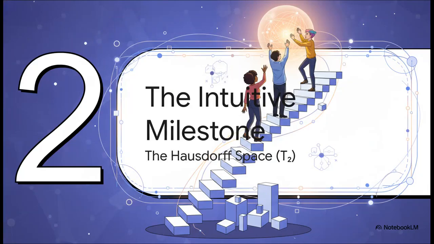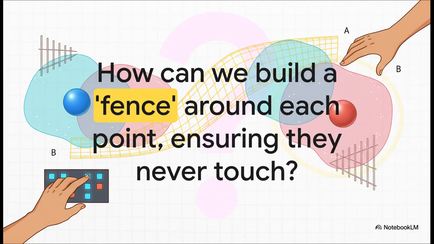Okay, so we've got solid points. Where do we go from here? We climb higher. Our next stop is T2, also known as the Hausdorff space. And you're going to want to pay attention here, because this is a major milestone. This is the point where these abstract spaces start to feel, well, normal. They start to behave like the space we actually live and breathe in. So think back to T1.